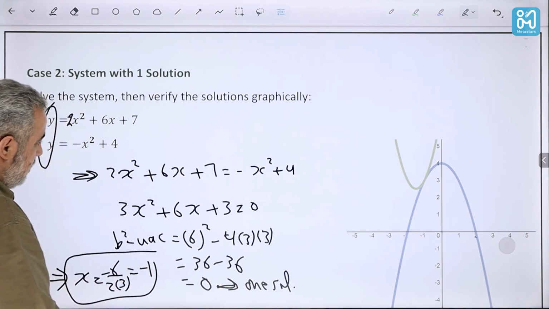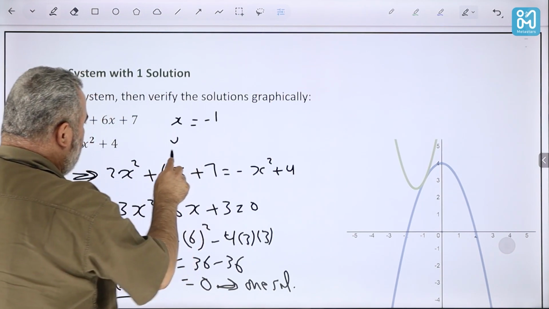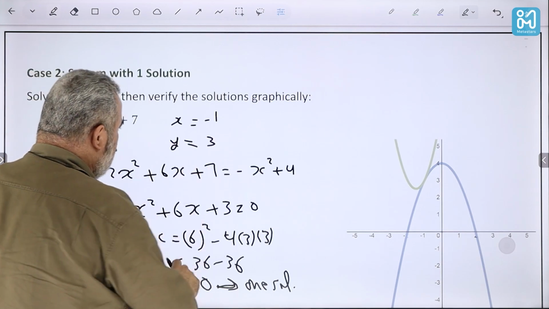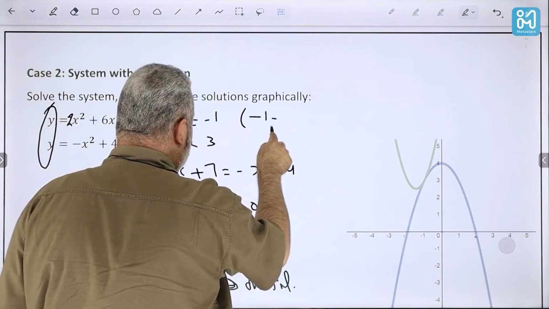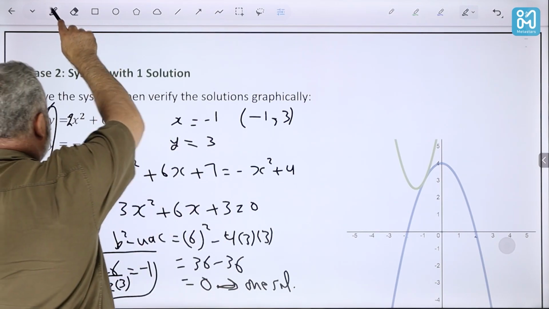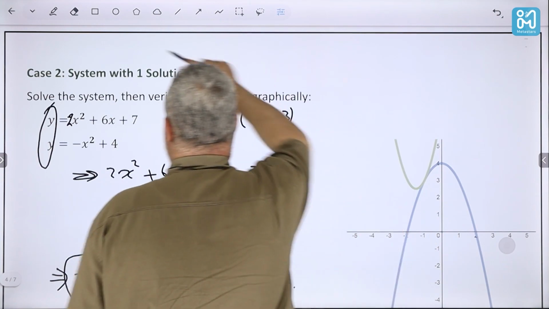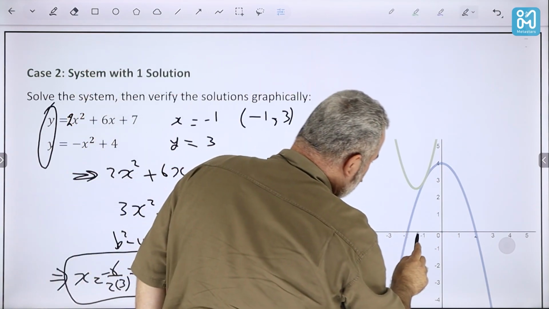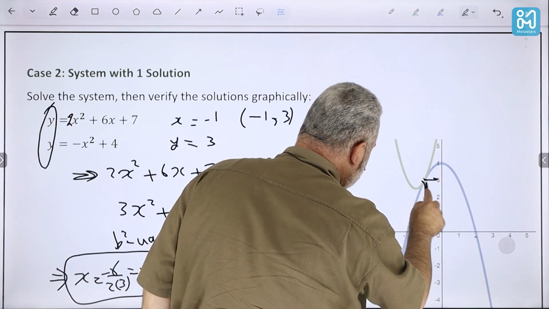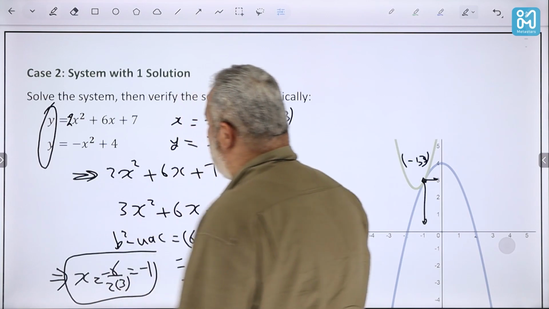Since x is negative 1, you can substitute in any one of them. With x equal negative 1, y should be negative 1 plus 4, it's 3. So our solution for this system is only one point, which is negative 1 and 3. And if you can see it here, this is negative 1 and 3. This is our point, negative 1 and 3.